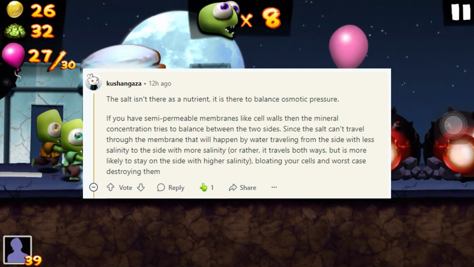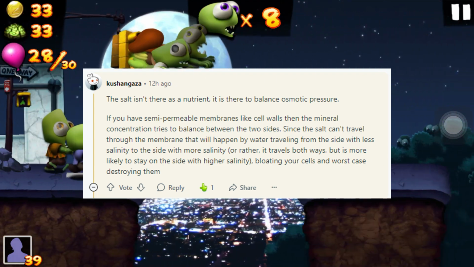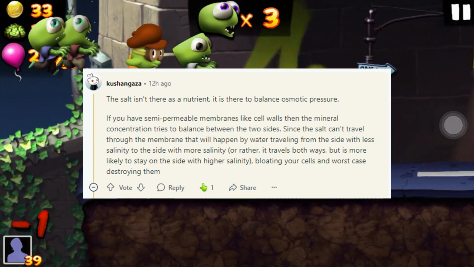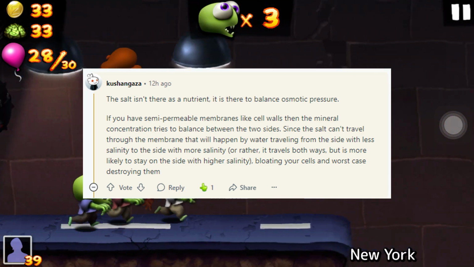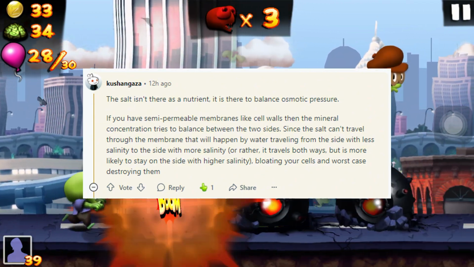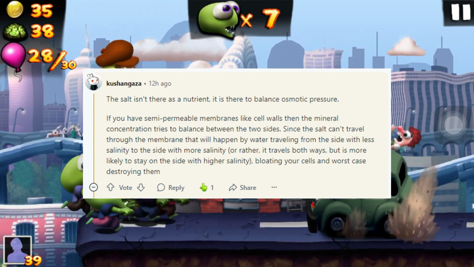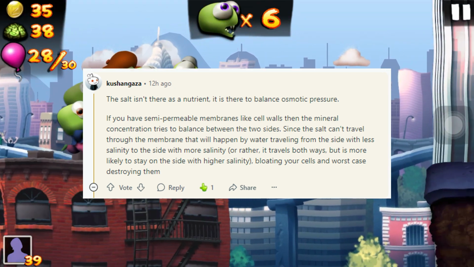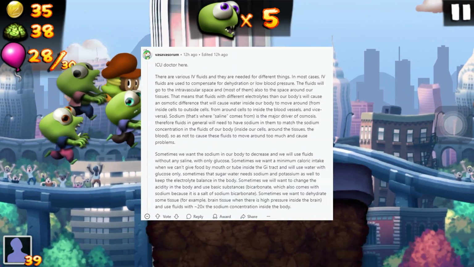If you have semi-permeable membranes, like cell walls, then the mineral concentration tries to balance between the two sides. Since the salt can't travel through the membrane, that will happen by water traveling from the side with less salinity to the side with more salinity, or rather, it travels both ways, but is more likely to stay on the side with higher salinity, bloating your cells and worst case destroying them.